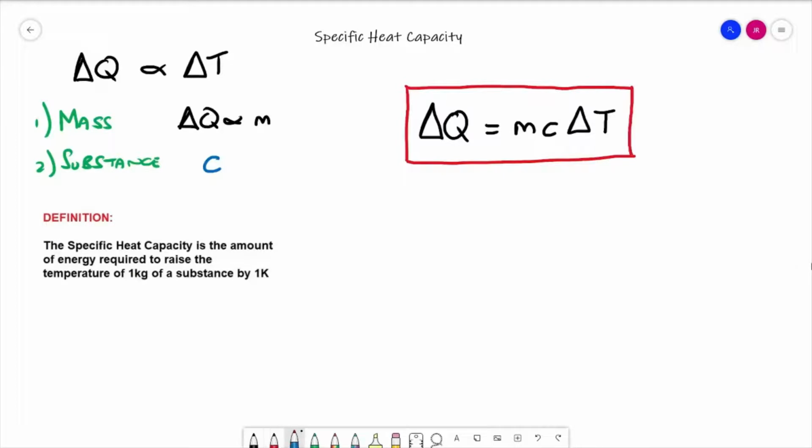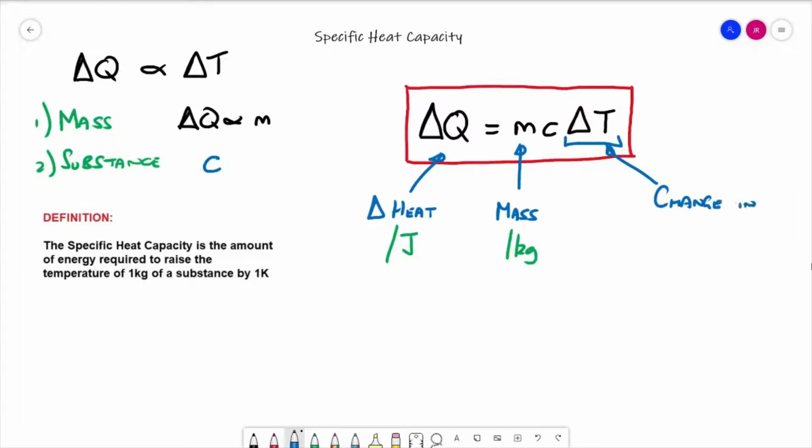Now, to look at the units then, obviously we know that Q is the change in heat, but as we've said all the way through, the unit for that is joules. It is just an energy. M we know is mass, and mass will be measured in kilograms. Delta T is the change in temperature, and we know that temperature is measured in Kelvin.